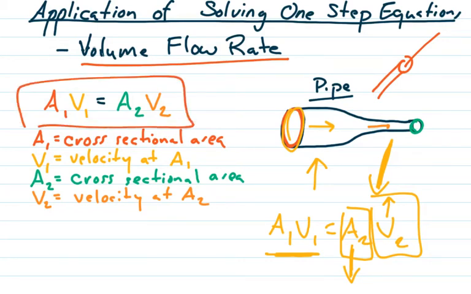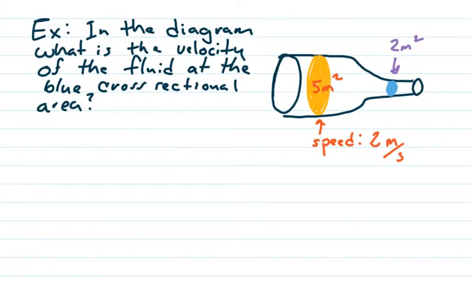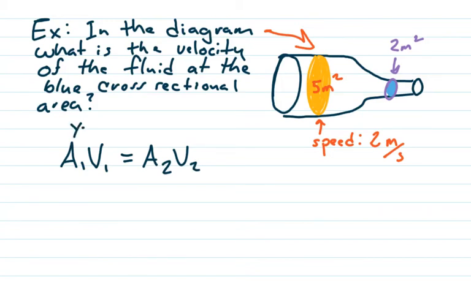It's a really simple and useful equation, and it just involves one step if you're trying to solve for cross-sectional area or velocity. So let's do an example. In the diagram to the right, what is the velocity of the fluid at the blue cross-sectional area? All right. Well, let's pull out our equation. We have A1 times V1 is equivalent to A2 times V2. In this case, this is going to be the yellowish, and this is going to be the blue.